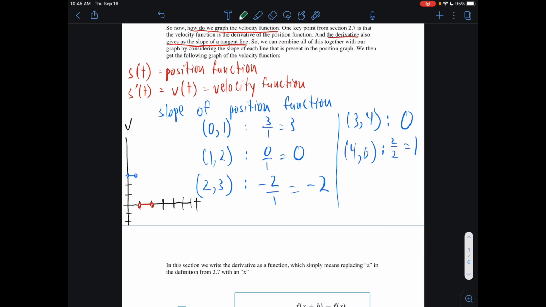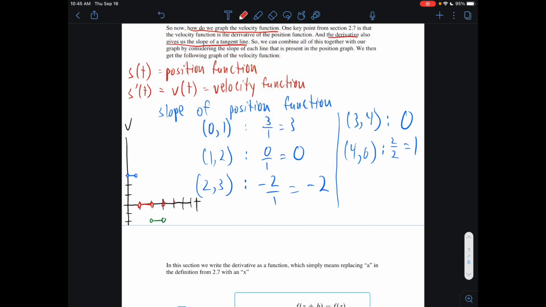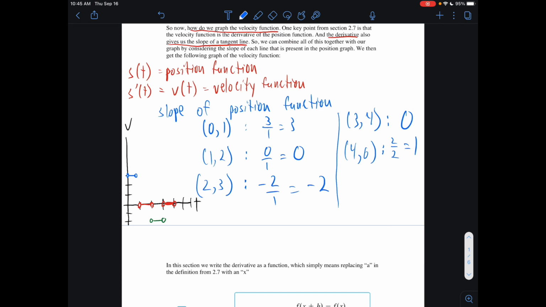So then from 2 seconds to 3 seconds, we get a velocity of -2. And then from 3 seconds to 4 seconds, again, we have a velocity of 0. And then finally, from 4 seconds to 6 seconds, that's where we get a velocity of 1. And so that's our velocity graph. Notice here that we've got these breaks along the way. That's something that we want to remember as we take a look at some later examples.